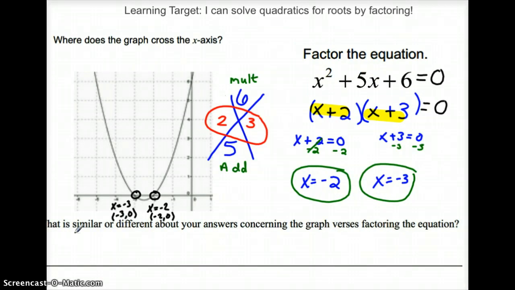So I kind of skipped over what's similar or different about your answers concerning the graph versus factoring. They were just opposites, okay? They were opposites. So whatever we got in our factored group, it was just opposite over here on the graph. They were opposite signs, I guess I should say.